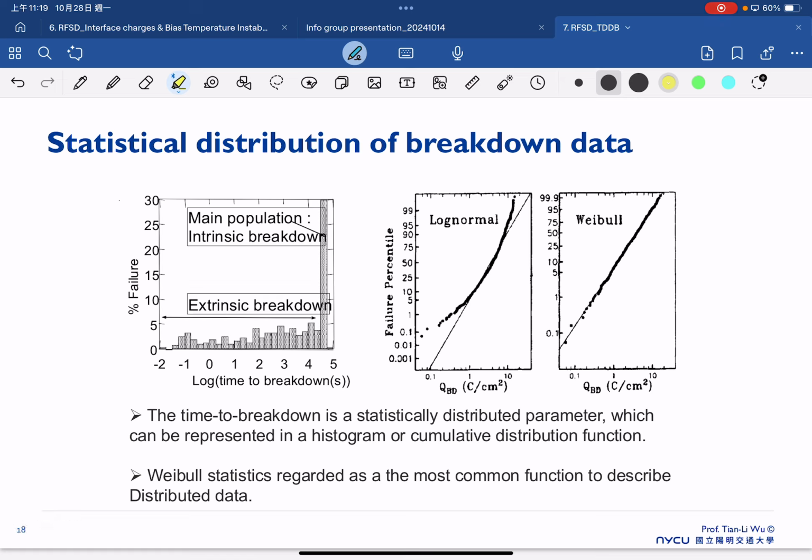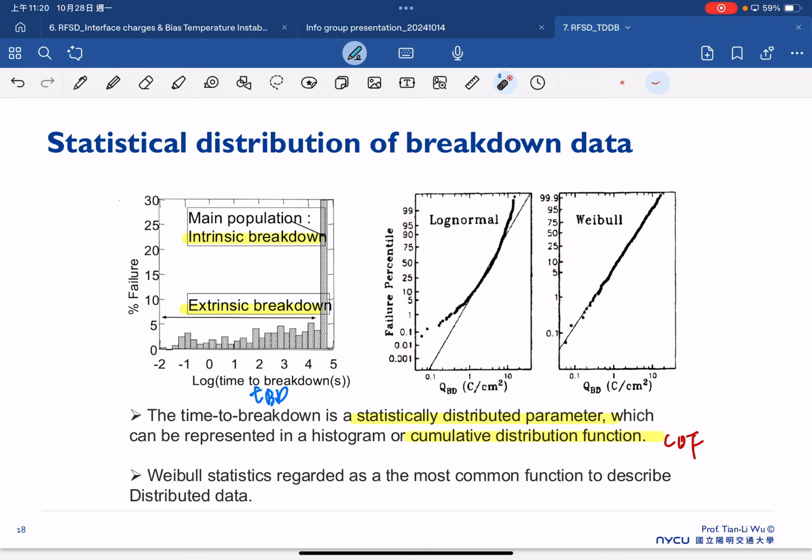And we have already discussed the difference between lognormal and Weibull. So here we don't have to show this again, but this slide is just to remind us that we need to use statistical data to analyze the TDDB. The left-hand side is a typical histogram. In the histogram, we can divide by two types: one is extrinsic breakdown, the other is intrinsic breakdown. Basically, the x-axis is the TBD. The time to breakdown is a statistically distributed parameter, which can be represented in a histogram, or this one, which we are more interested in, called the cumulative distribution function, CDF.